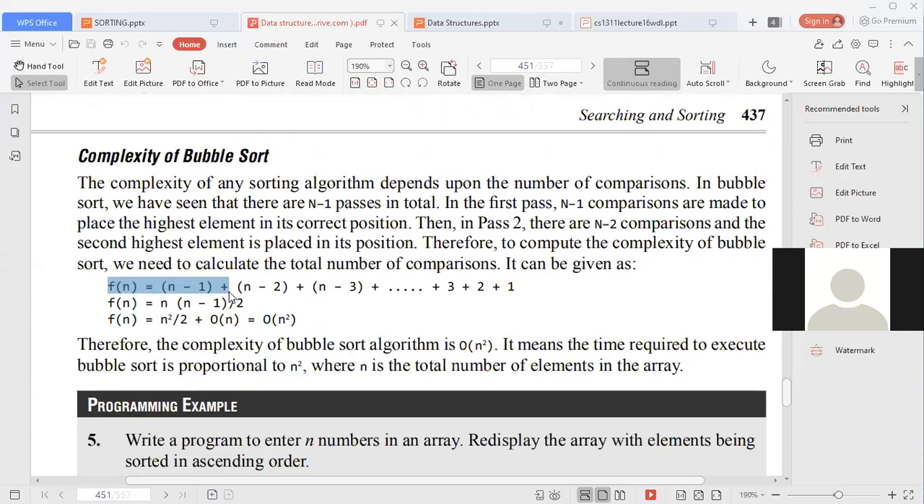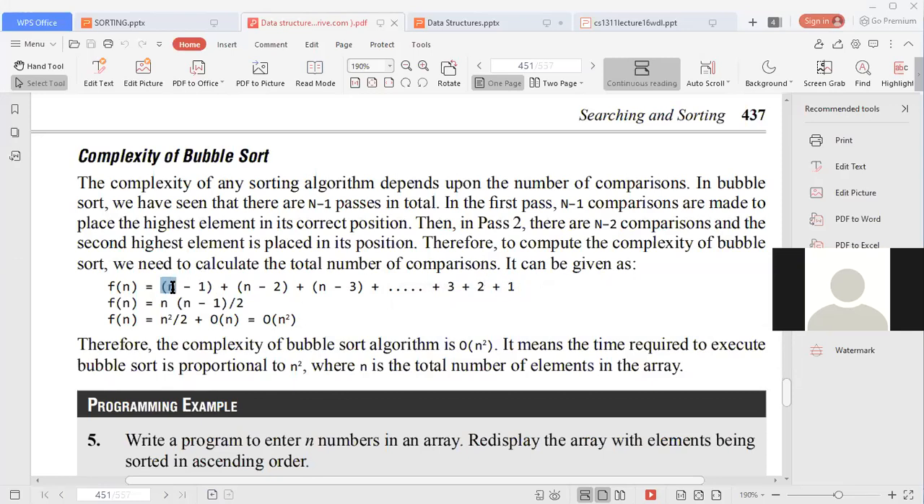f of n equal to, so initial pass is, we are supposed to calculate all the passes. The first pass is n minus 1. We are supposed to add all the passes: n minus 1 plus n minus 2 plus n minus 3 till n minus 7. How has this 1 come? This 1 is nothing but n minus 7.